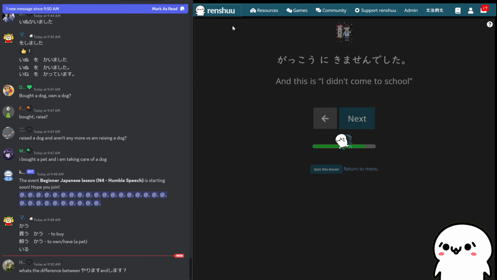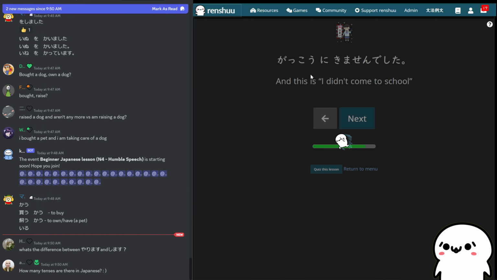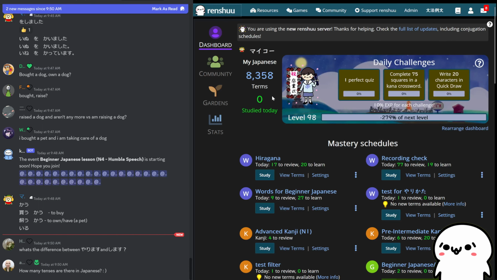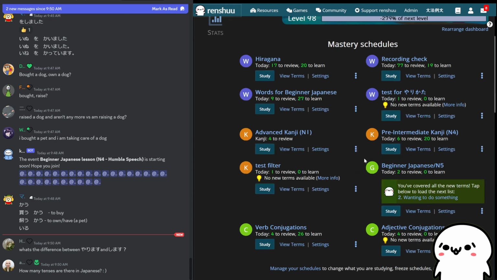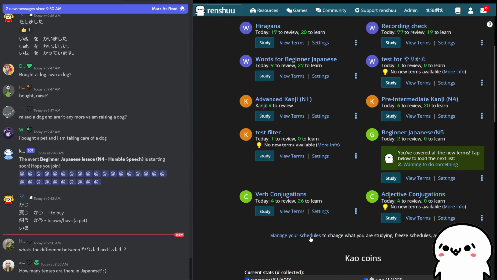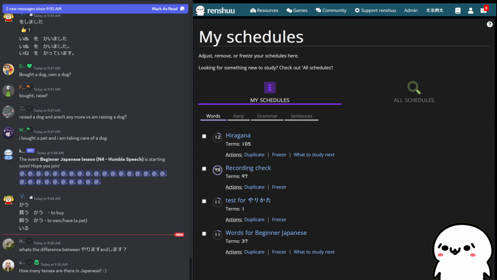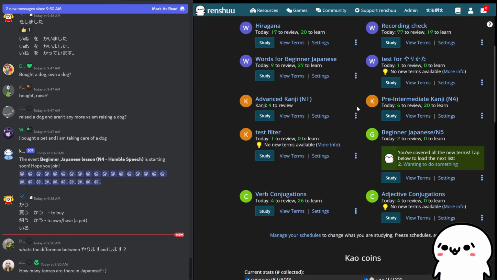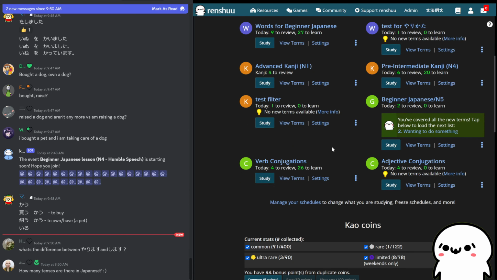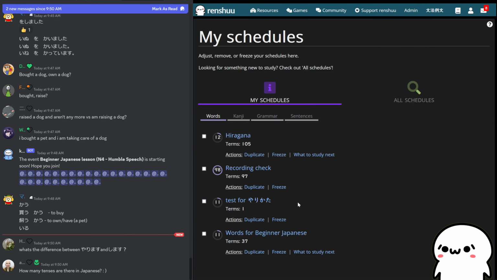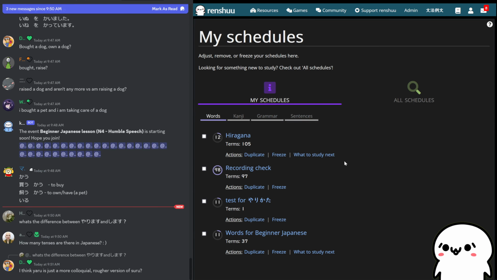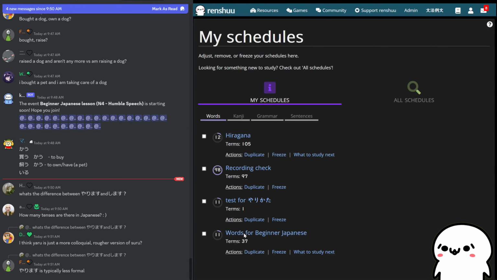So in the new Renshu, if you're looking at my screen share, if you are here on your dashboard, in fact, I already have them on here, but let me jump back. At the bottom of your list of schedules, you probably don't have as many as I do. Down here, there's a manage your schedules button. This has always been here, but what's inside of here is changing.